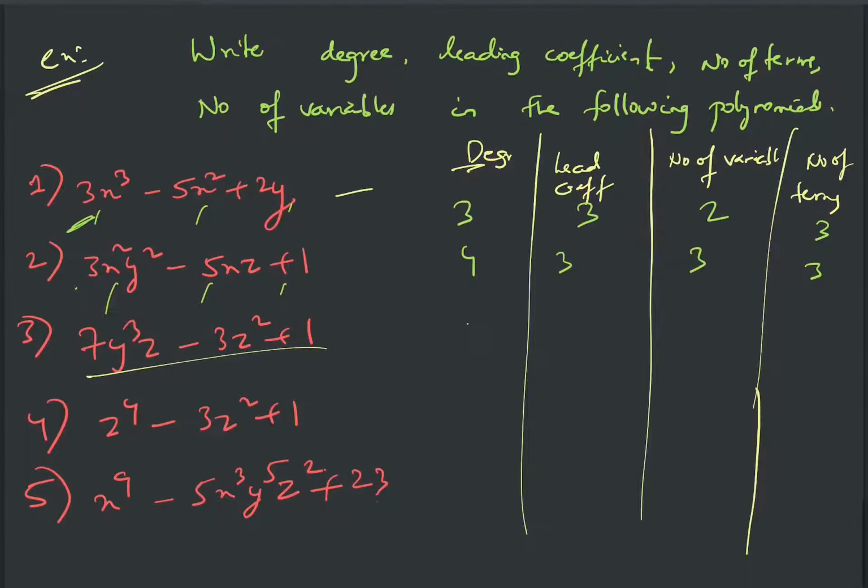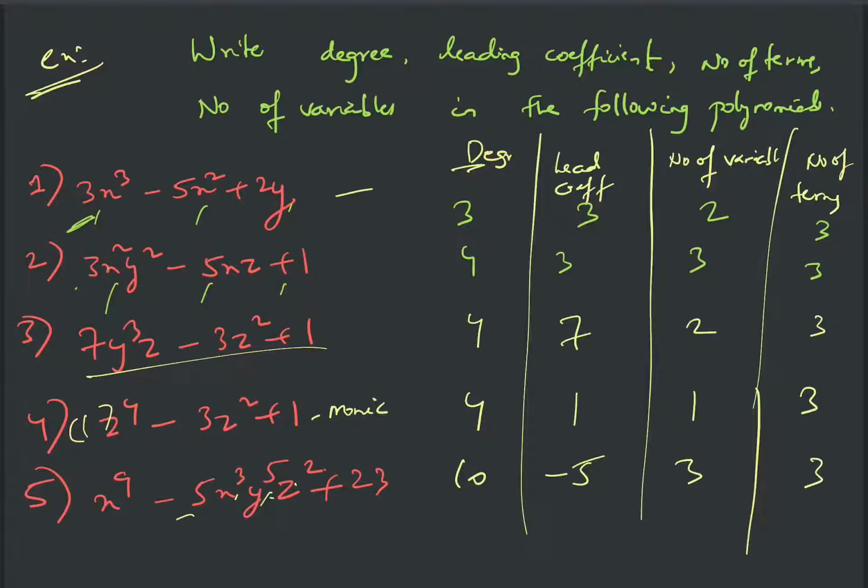So here, what is the degree? It is 4, the leading coefficient is 7, and the number of variables is 2, y and z. Number of terms is 3. Degree is 4 here, the leading coefficient is 1, right? So this is a monic polynomial, because the leading coefficient is 1. Number of variables is 1 only, that is z, and number of terms is 3. And here the degree is 3 plus 5, 8, 8 plus 2, 10. Leading coefficient, you can tell that this is minus 5, right? And number of variables x, y and z, so it is 3, and number of terms is 3.